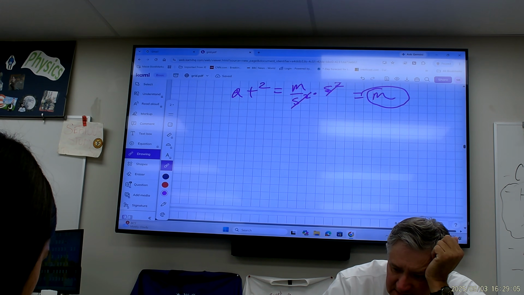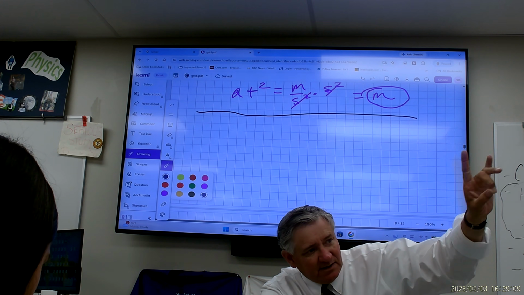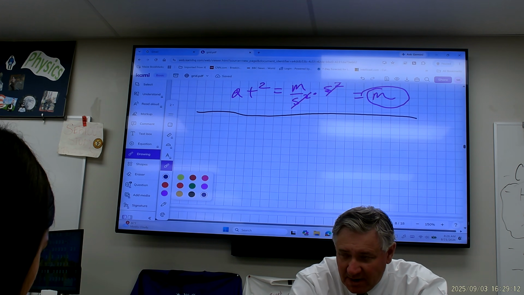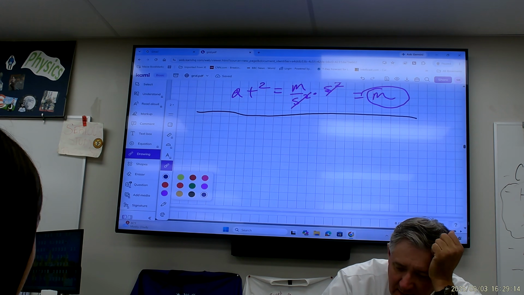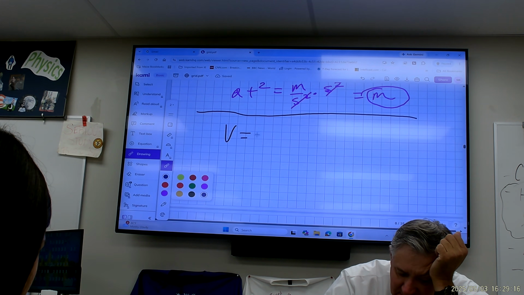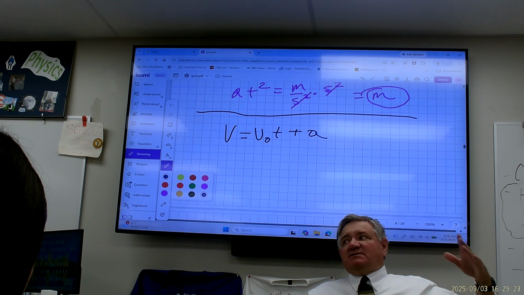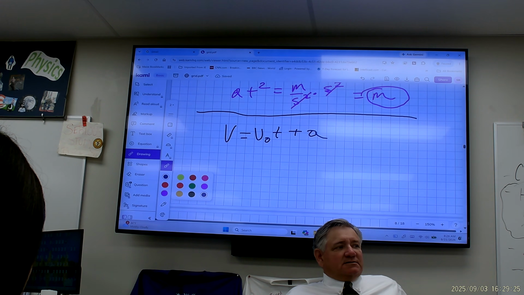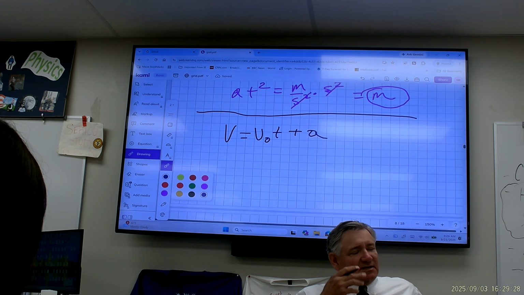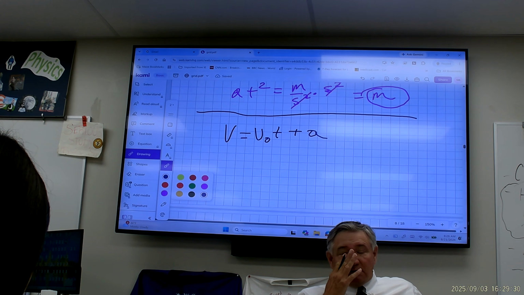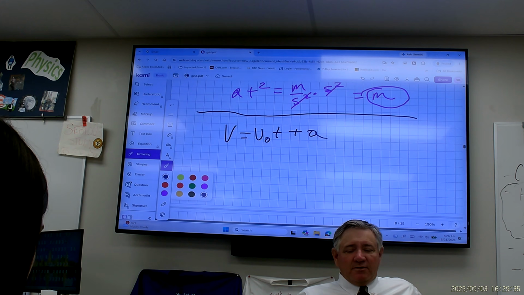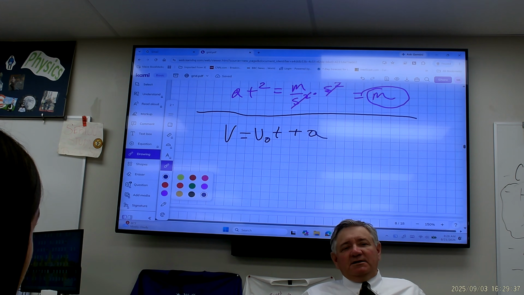Now, here's the heart and soul of what we're going to do, and I'm going to work number one with you to make sure everybody's cool with what I want done. So I've got v equals v naught t plus a. This sounds very sciencey. It's like, hey, what did you study in physics today? Oh, we studied how to describe motion. Really? Cool. What equation did you come up with? Well, v equals v naught t plus a.